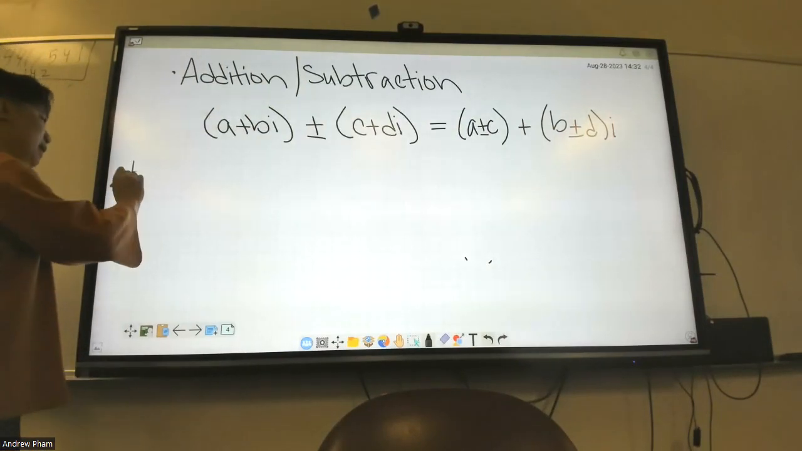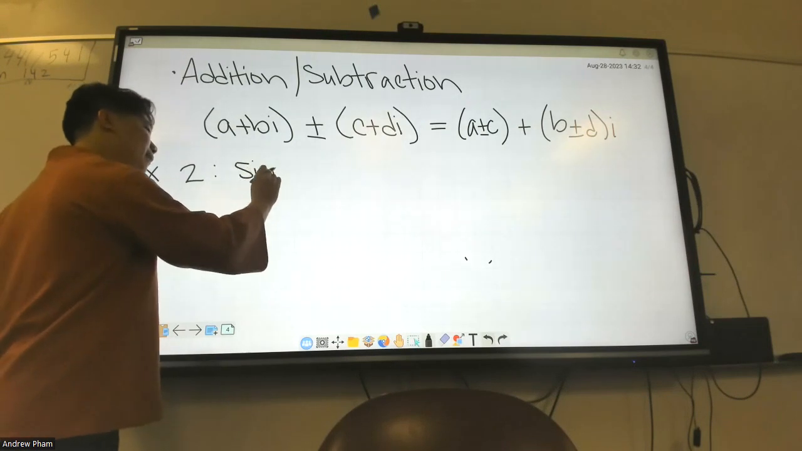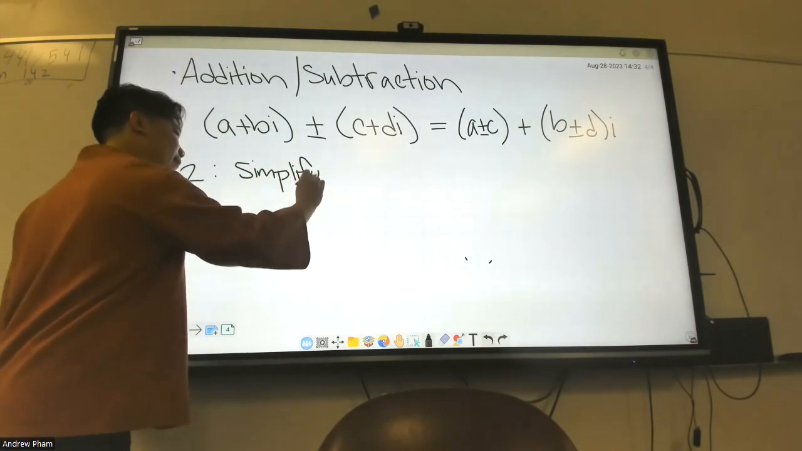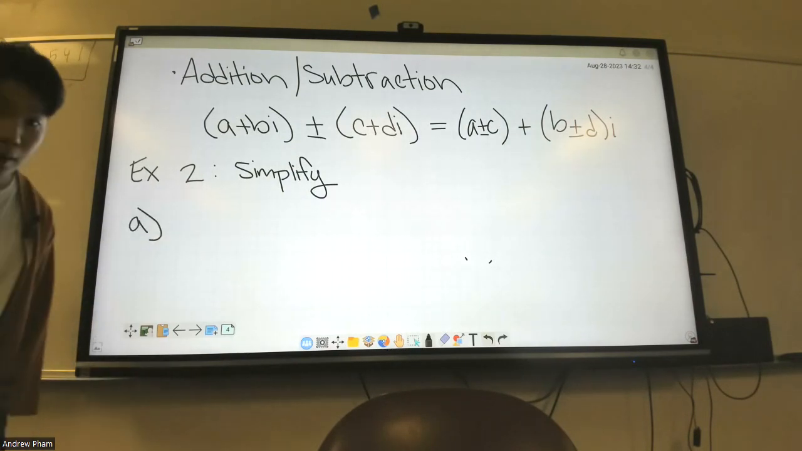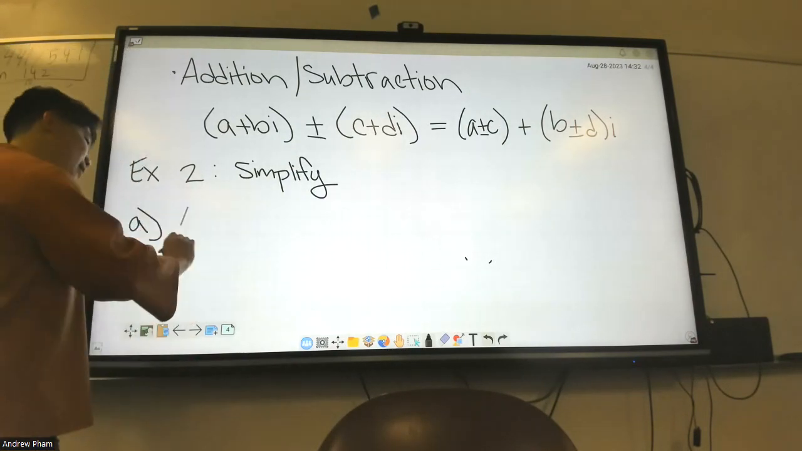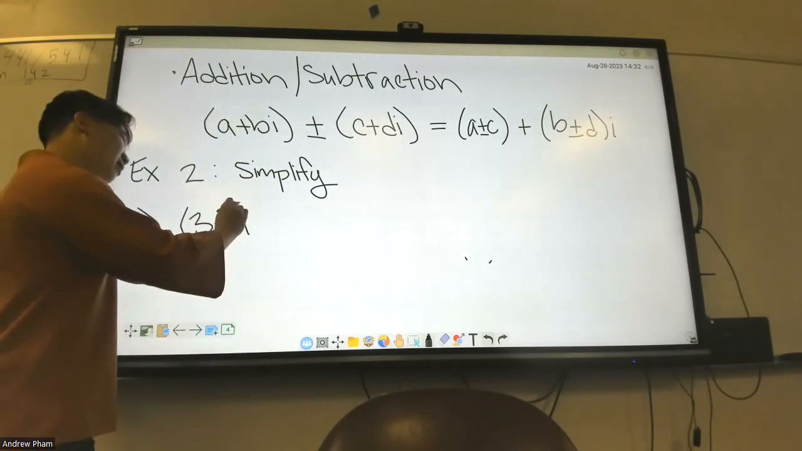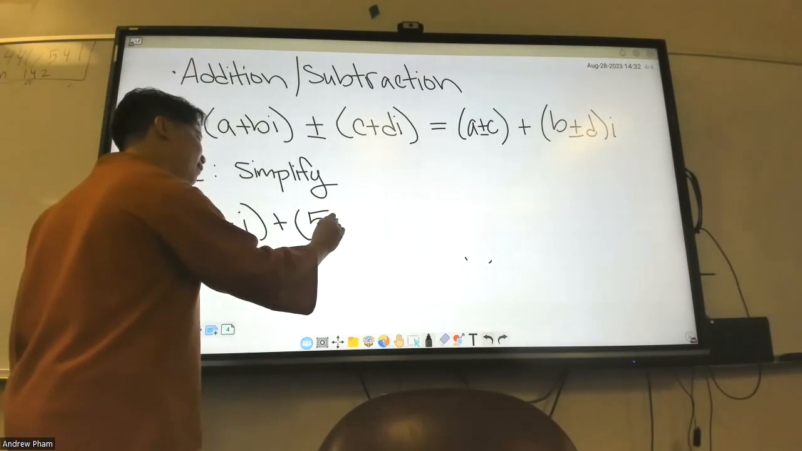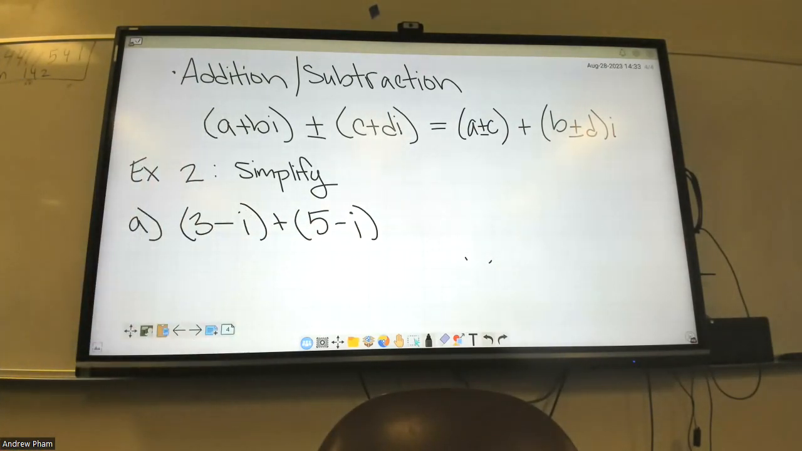So let's go ahead and do an example with this. Example 2, same instructions, simplify. Part A. What if I have 3 minus i plus 5 minus i? So this is one complex number plus another complex number.